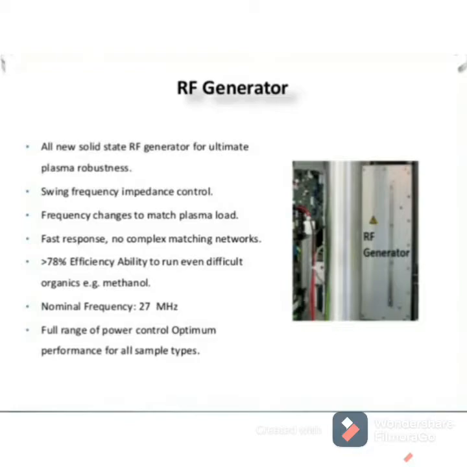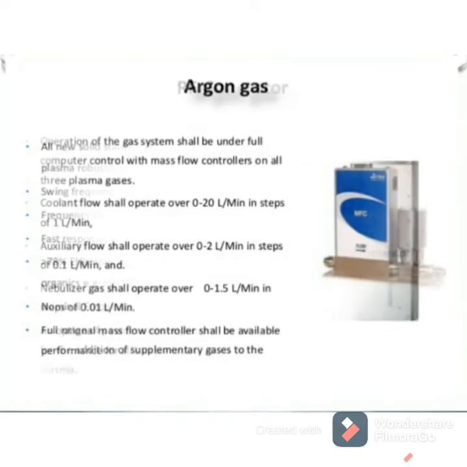After that, there is also an RF generator in the ICP-MS. What is the RF generator? RF generator means radio frequency generator. All new solid state radio frequency generator for ultimate plasma robustness. Swing frequency impedance control: frequency changes to match the plasma load. Fast response, no complex matching networks. More than 78% efficiency, with the ability to run even difficult organics, for example methanol. Normal frequency 27 MHz. Full range of power control, optimum performance for all sample types.